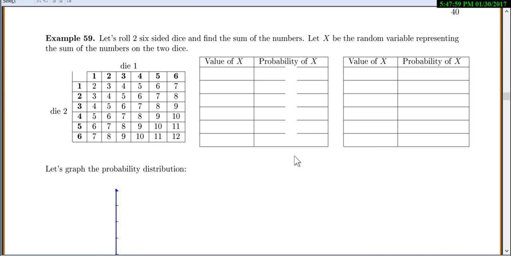Let's try one more, and then we'll pause for some questions if you have them. Let's say I want to roll 2 six-sided dice and find the sum of the numbers. We'll let x be the random variable representing the sum of the numbers on the 2 dice.